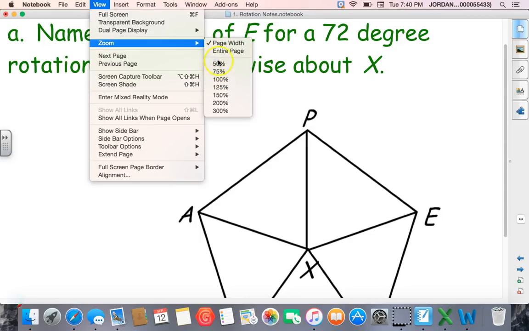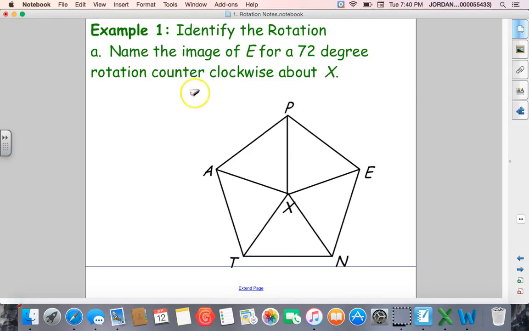Zoom out a little bit. Okay, that's a little bit better. So we're going to name what E goes to for a 72-degree rotation. You see this time we have a pentagon, but it's a regular pentagon, so we can do 360 divided by 5. And we find that every time we go 72 degrees, we're going to have the same pentagon again.